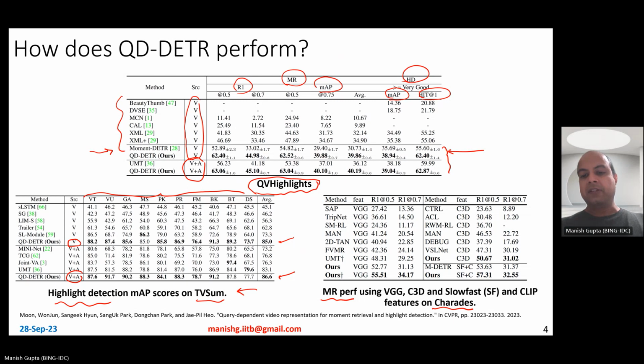Okay. So on the Charades dataset, they use different kinds of features just to compute video representation. So you could use VGG features or C3D features or SlowFast and CLIP embeddings combined, right? And you observe that the proposed QD-DETR model in this particular paper gives you better results, of course compared to other baselines, but also compared to the state of the art moment detection transformer kind of model.